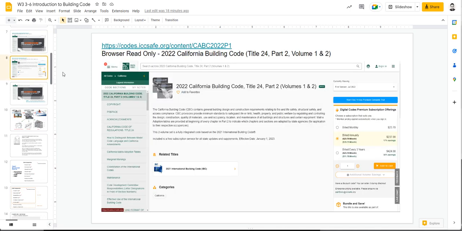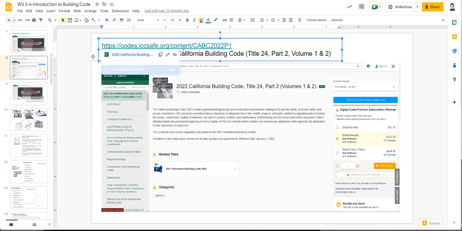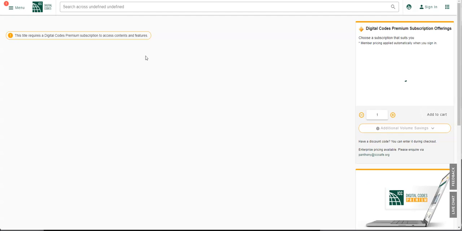The 2022 California Building Code is also posted. It's a little harder to access because it's not in PDF. And you can see here, you can subscribe to the digital access portion, and you will get the latest copy by mail. So if you click on this link, it will bring you to the 2022 version.